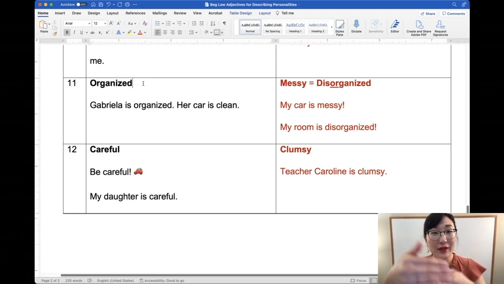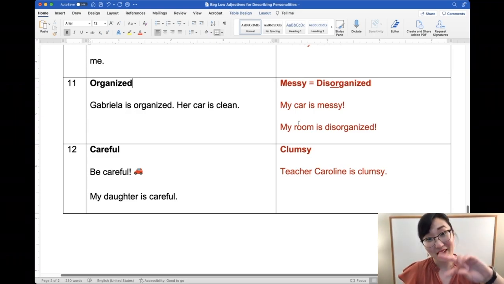Organized. Gabriella is organized. Her car is clean. The opposite, messy. Or disorganized. My car is messy. Or my room is disorganized.